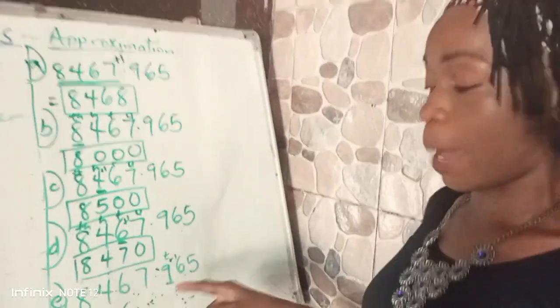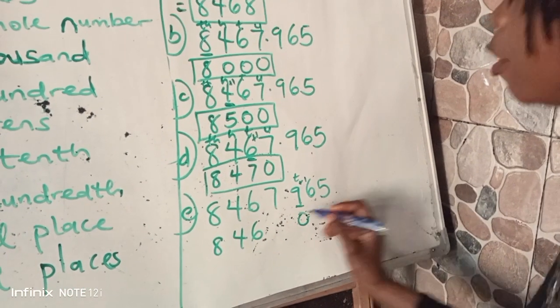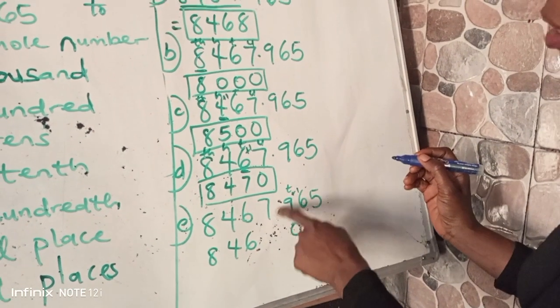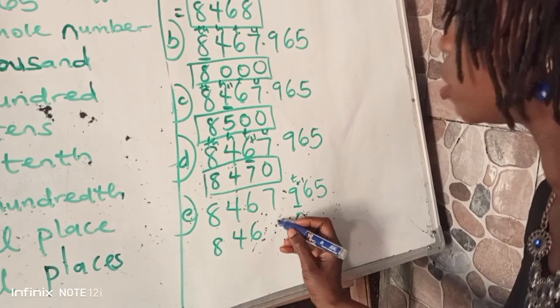The same thing will happen here. Here, 9 plus 1 will give us 10, so we'll write 0 and carry 1, and the 1 will fall back on 7 to become 7 plus 1. So 7 plus 1 will give us 8.